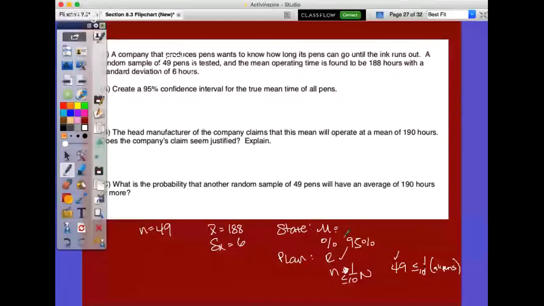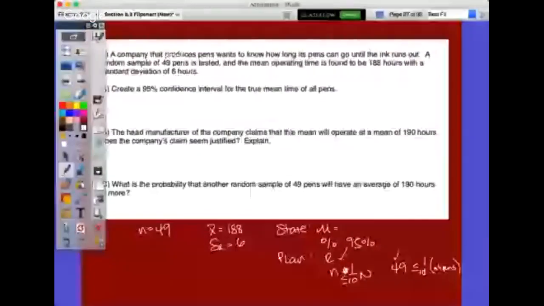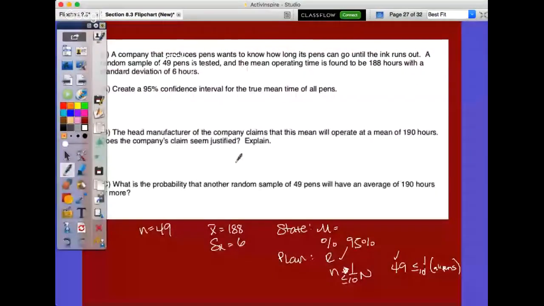The next part is the normality, so the normal condition. The question is what does it say about the population? It doesn't say. So we go to the central limit theorem, which says is n greater than or equal to 30. And in fact it does, and I would actually write out central limit theorem because 49 is greater than or equal to 30.